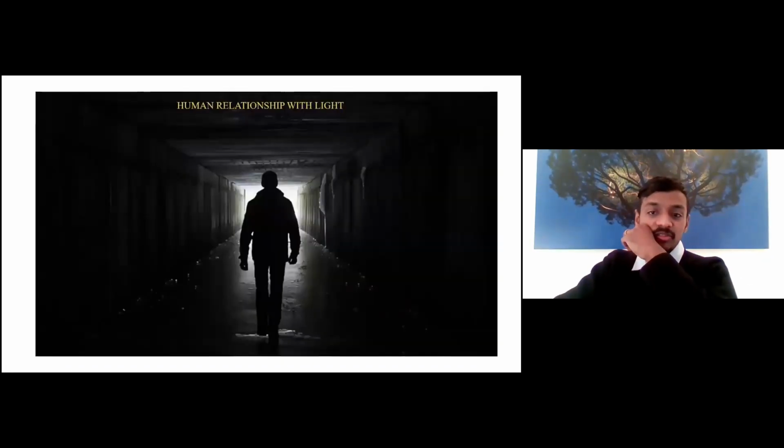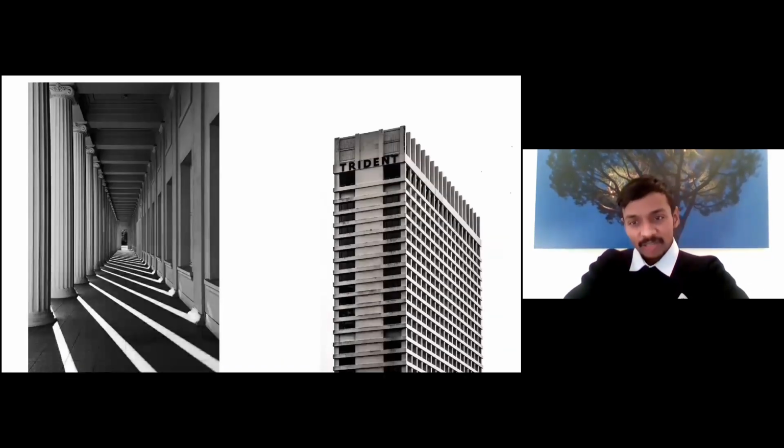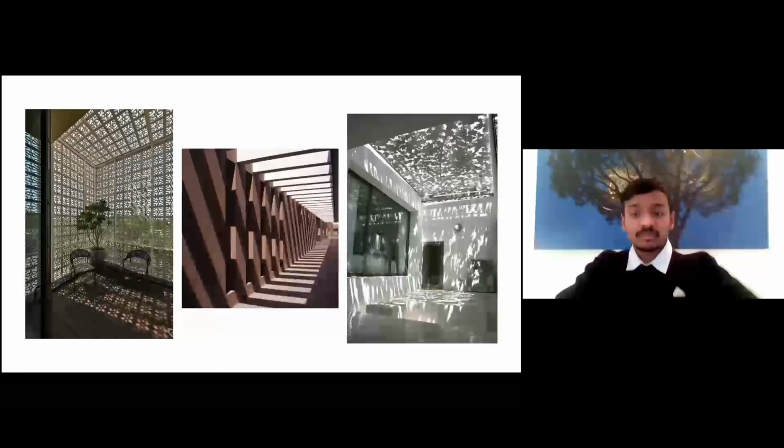Human relationship with light. Let's look at form and direction as a tool of lighting design. In this, we will see how the direction of light can help to create and enhance the form of an object or surface. We do this by making shadows.